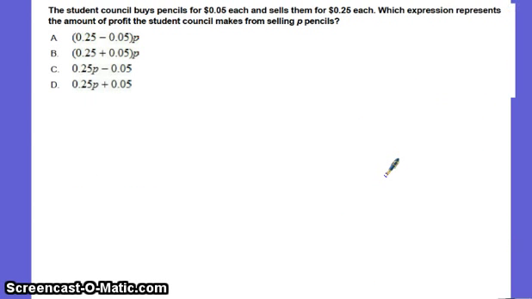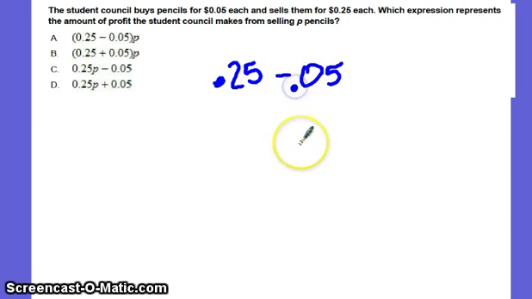The student council buys pencils for 5 cents each and sells them for 25 cents each. Which expression represents the amount of profit the student council makes from selling their pencils? So it's going to be the 25 cents minus the 5 cents that they are charging per pencil.